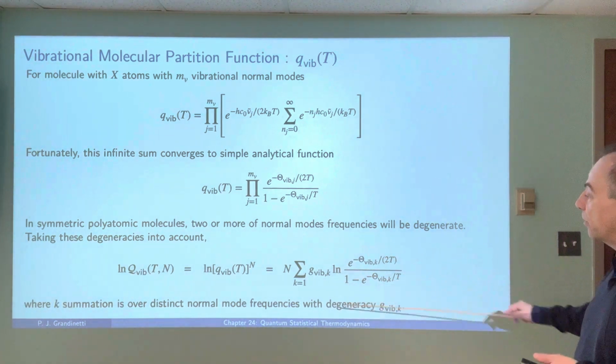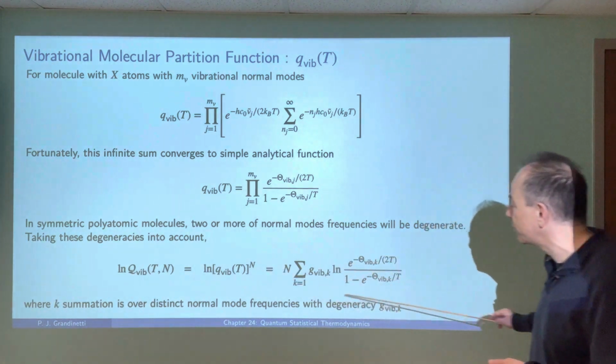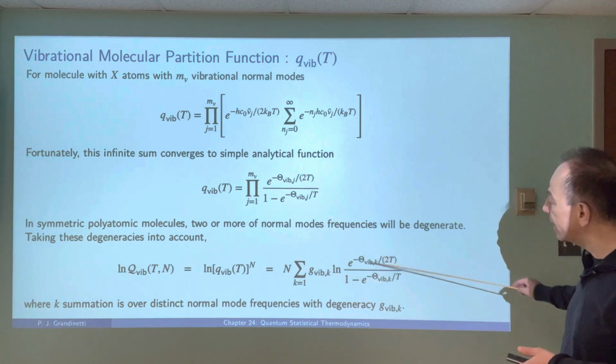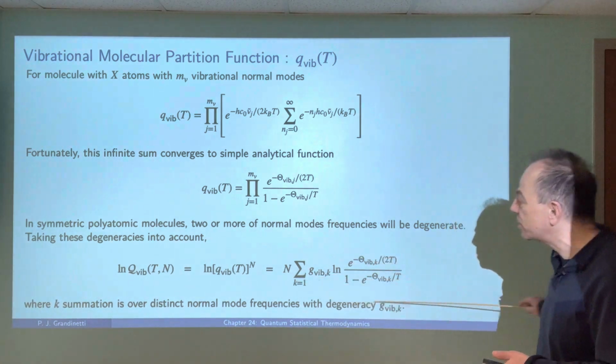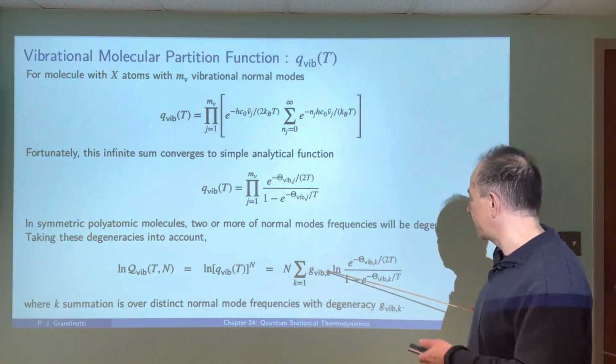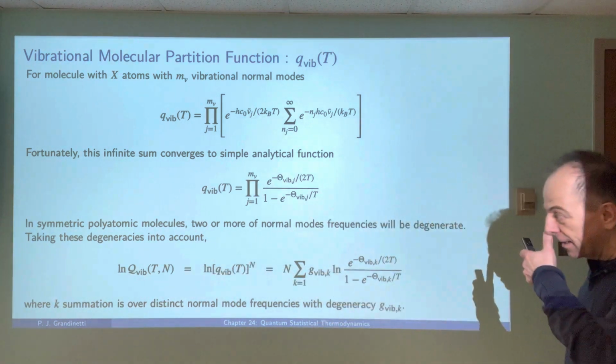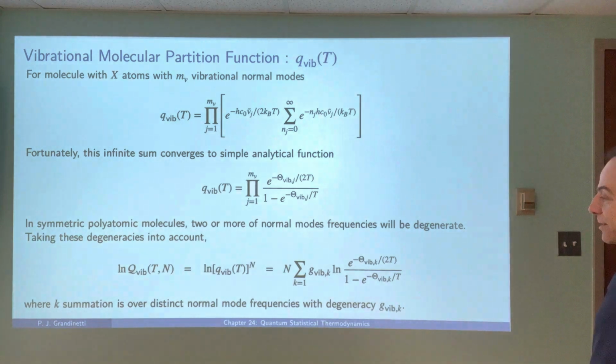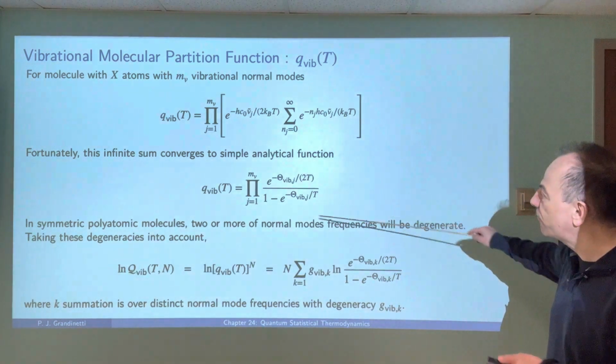So when you go look these up and you're calculating the partition functions, you just need to get the degeneracy and the characteristic temperature, then do the sum over all of them, and then take the log to get the log of the molecular partition function. So this is fairly straightforward.